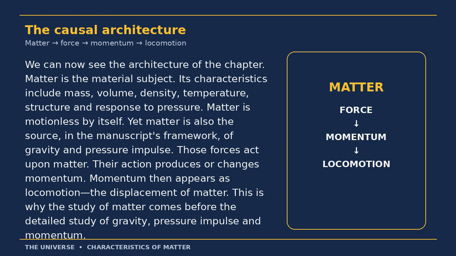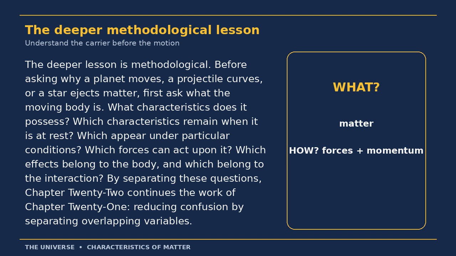The deeper lesson is methodological. Before asking why a planet moves, a projectile curves, or a star ejects matter, first ask what the moving body is. What characteristics does it possess? Which characteristics remain when it is at rest? Which appear under particular conditions? Which forces can act upon it? Which effects belong to the body, and which belong to the interaction? By separating these questions, Chapter 22 continues the work of Chapter 21, reducing confusion by separating overlapping variables.